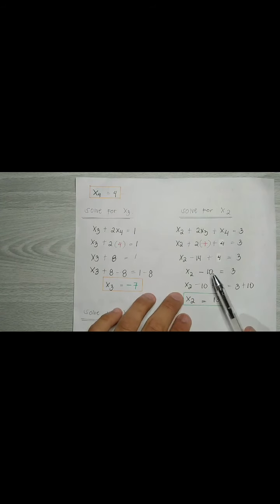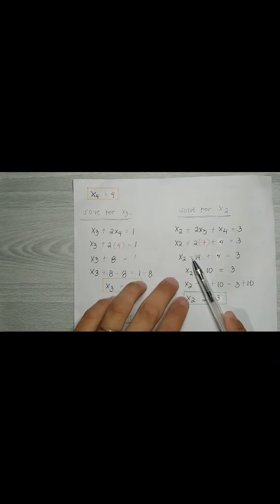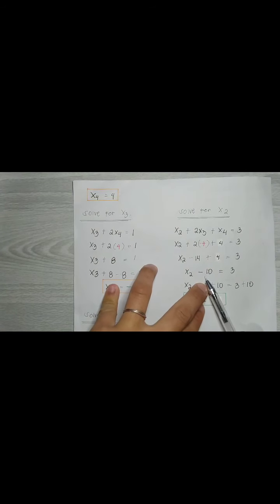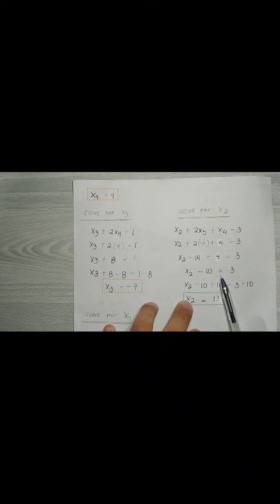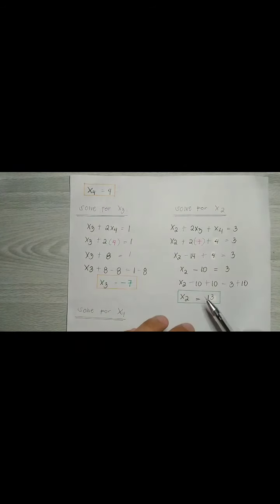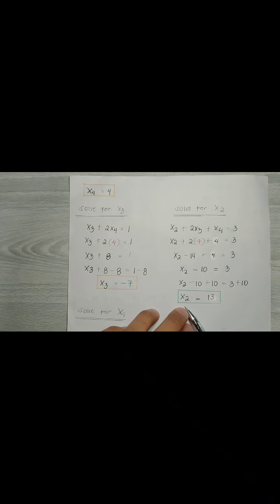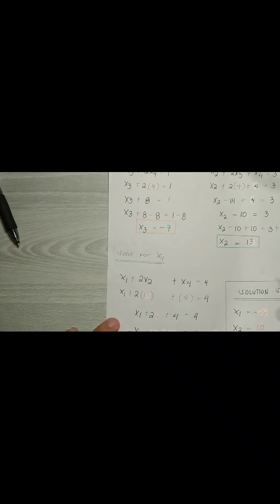And combine like terms. x2, when we combine this, is equal to negative 10 because negative 14 plus 4 is equal to negative 10, equal to 3. And again, we need to use the additive inverse and add to the left and add to the right. So x2 is equal to 13. x2 is equal to 13.